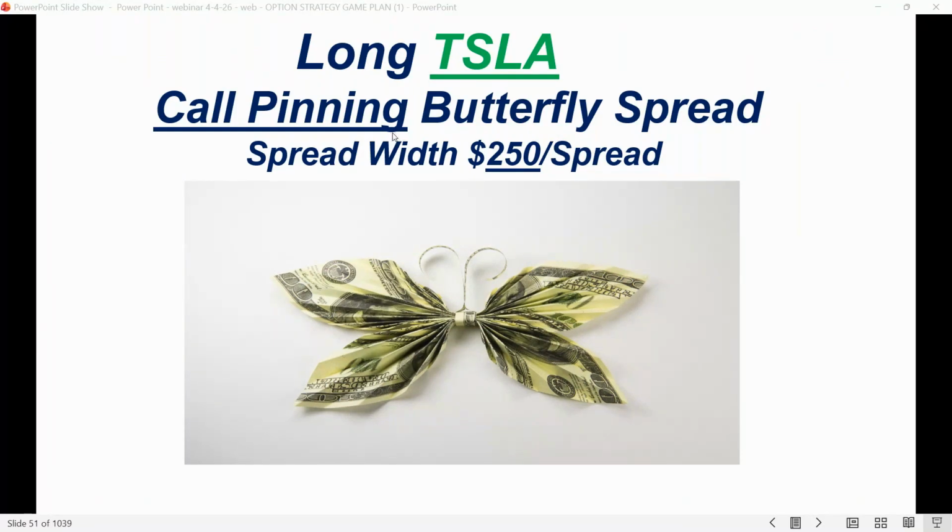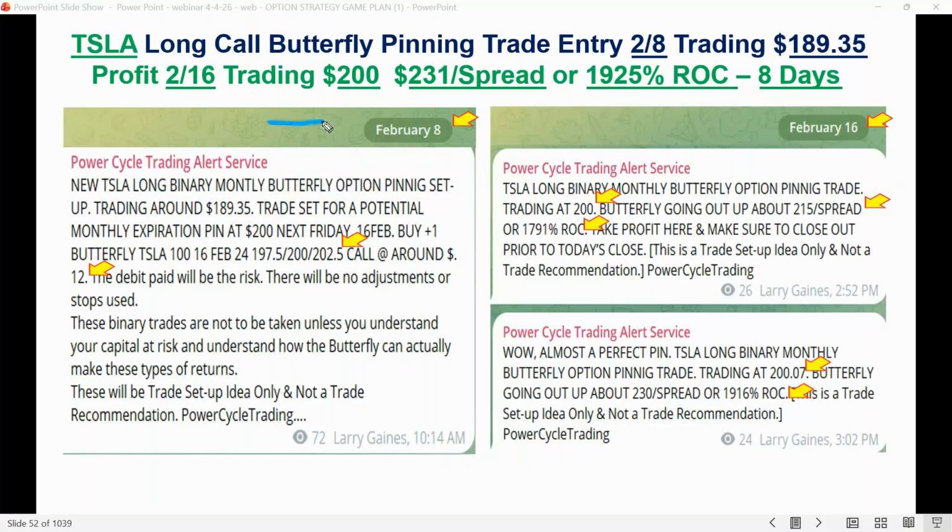We did this one, a butterfly pin for Tesla, and this was a spread that we did on the butterfly with a $250 wide spread on the butterfly. But this thing was over, I think, 1,800%, 1,900% return. So this is kind of what it looks like when I send out an alert. This is Telegram. This was sent out. This was on the Tesla trade.